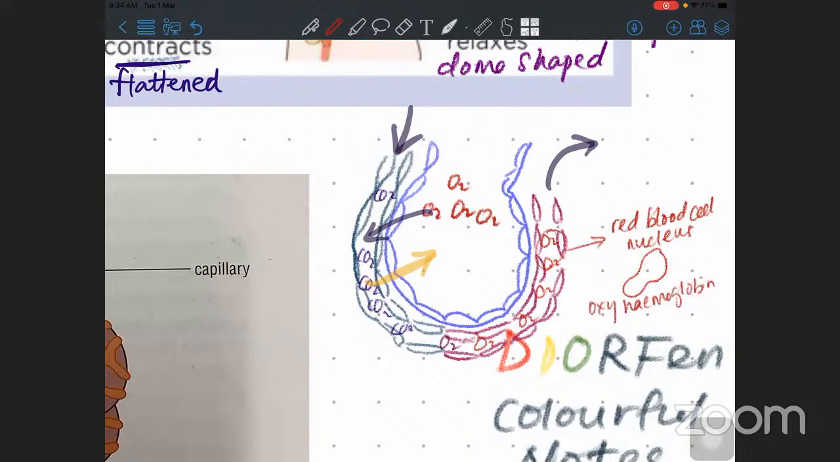Okay, so that it is sent throughout the whole body, and the blood coming out is called oxygenated blood. Then the one coming in is called deoxygenated blood.